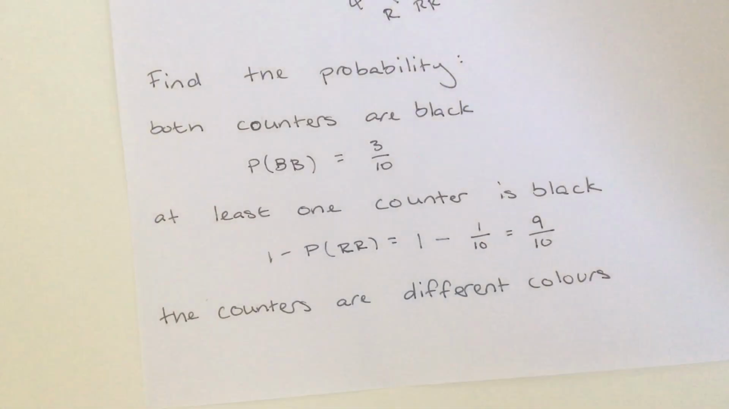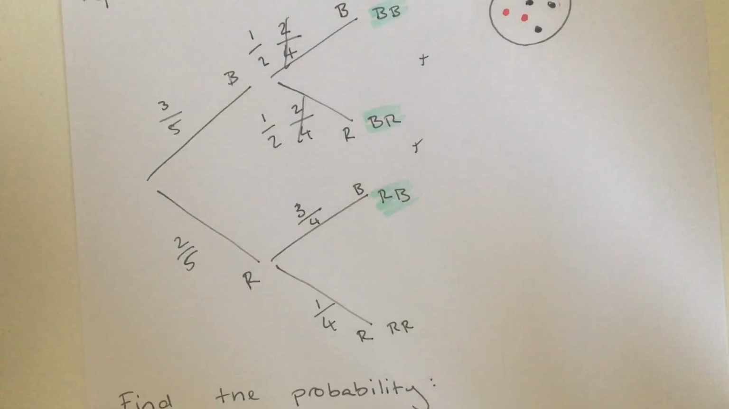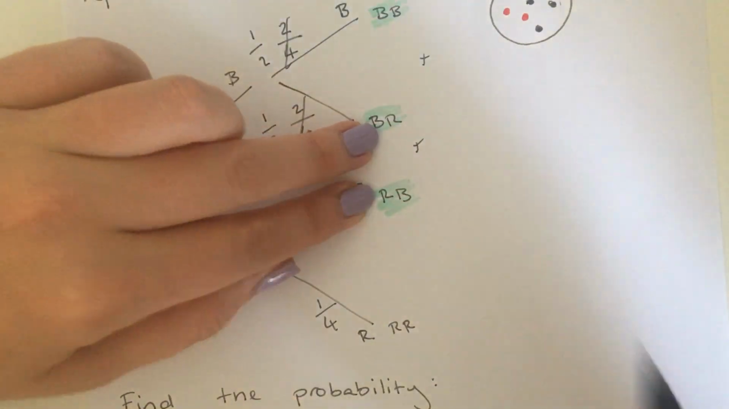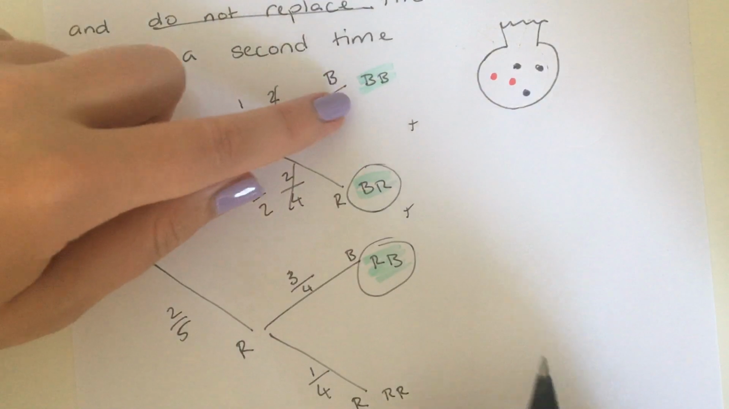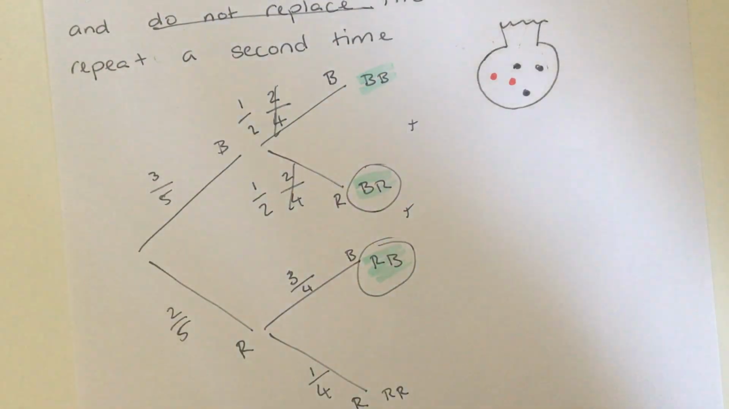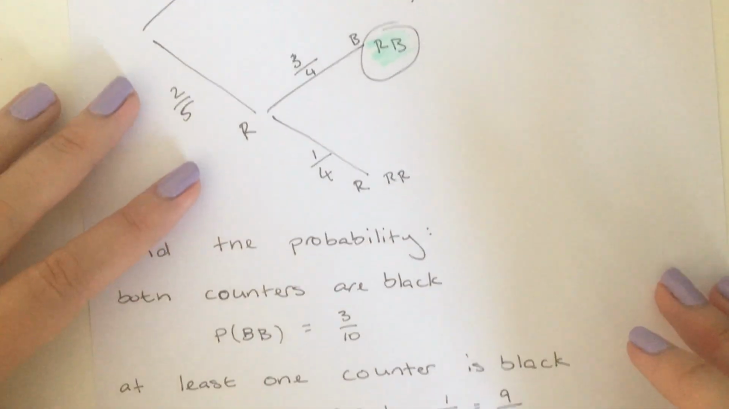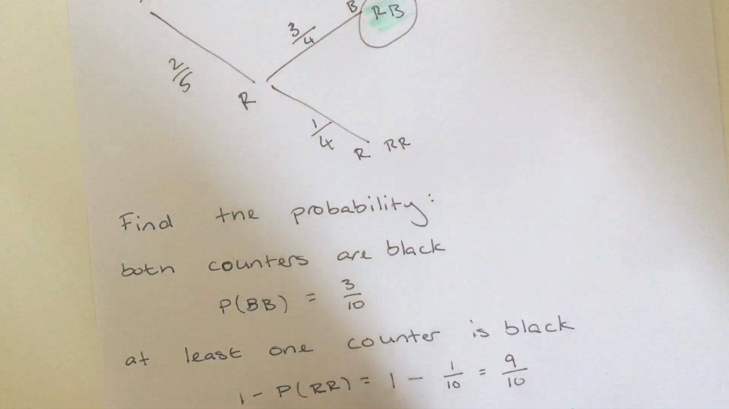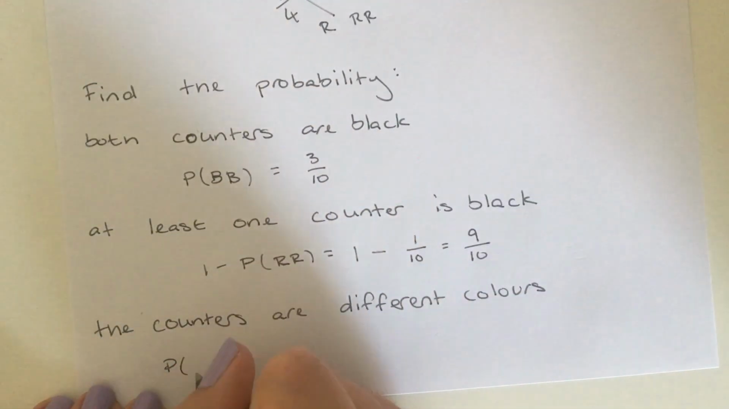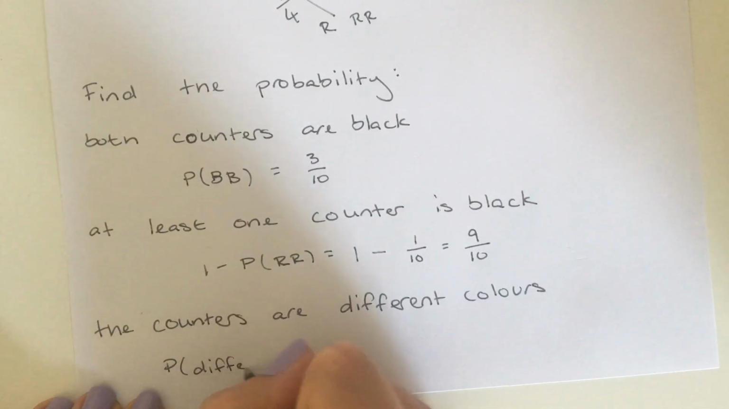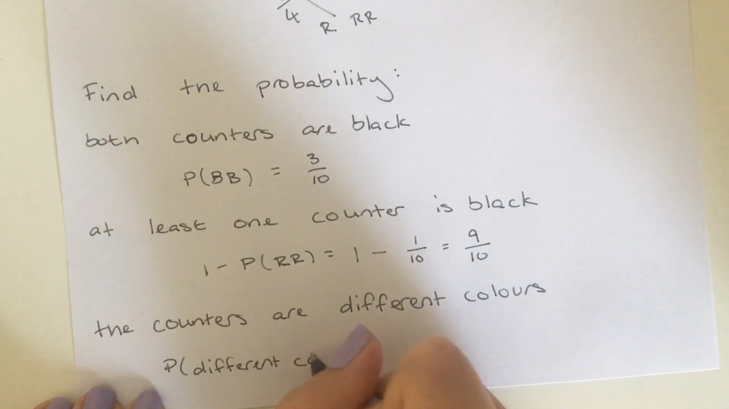The probability that counters are different colours, so that is going to be these two added together, because here we've got different colours, here we've got different colours. However, in these two scenarios we have the same colour. So we've got 3/5 probability of different colours.